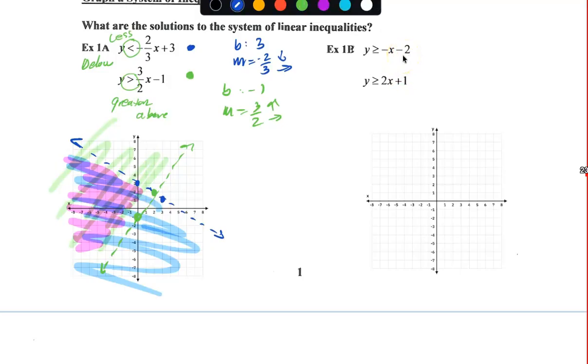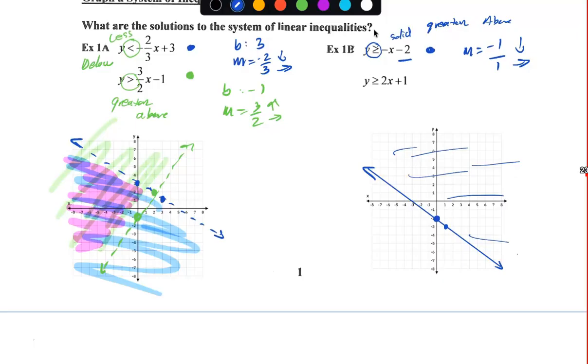Right, same concept. So we're going to graph that one. My y-intercept here is -2. My slope is -1. I'm going to make that a fraction, -1 over 1. So we're going to go down 1 and right 1. So down 1, right 1, right there. This is a solid line, right? Because it has an equal to sign, so solid. And it is greater than, so we're going to shade above. So I'm just going to kind of like do this.